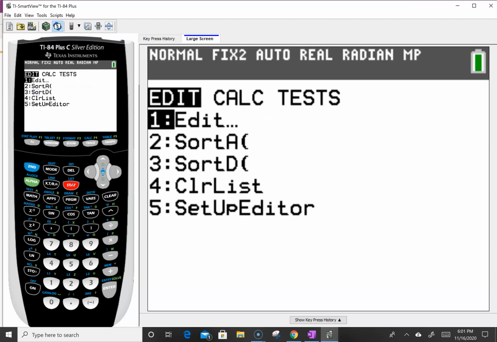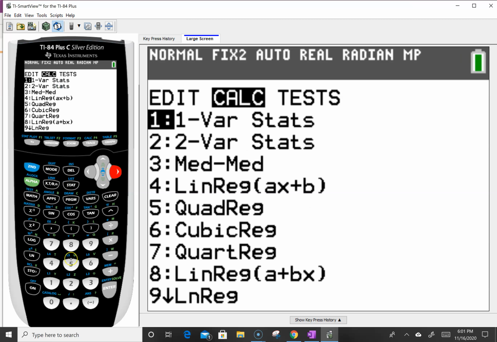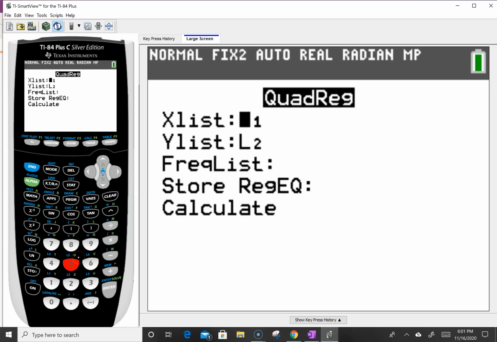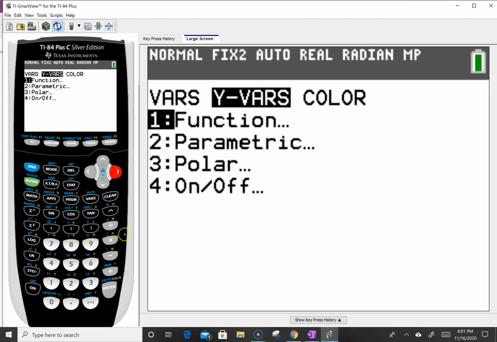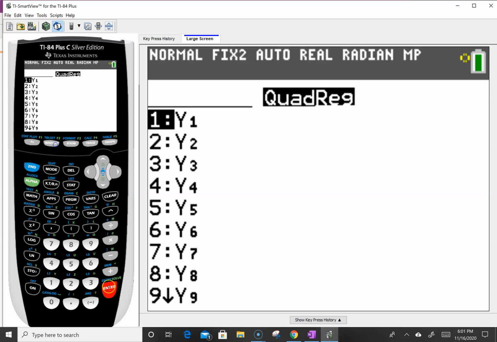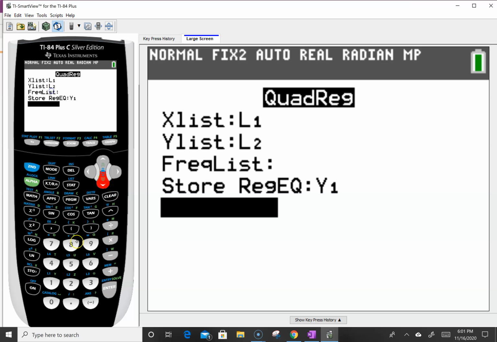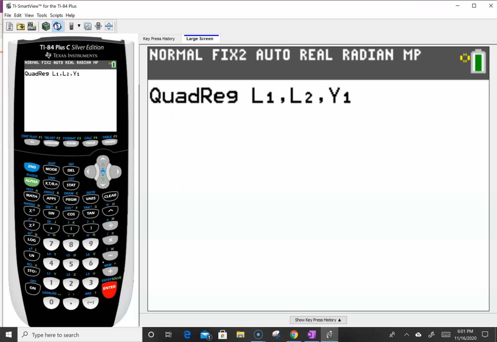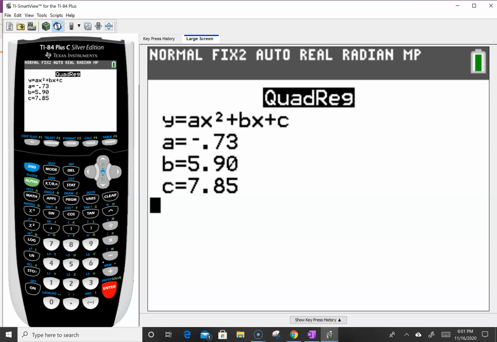Okay, now I go to the stat menu. I want to go to calculate. I want quadratic regression, which is 5. L1 is x's, L2 is y's. I'm going to store my equation. So I'm going to go to the variables, y variables, function, y1, and now I go down to calculate. And when I do this, it gives me A is negative 0.73, B is 5.90, and C is 7.85.